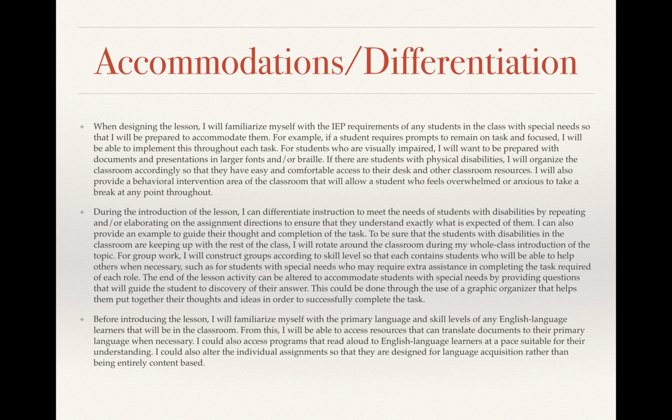I've also included more general accommodations I could make for students with disabilities throughout each specific activity. During the introduction of the lesson, I can differentiate instruction to meet the needs of students with disabilities by repeating and/or elaborating on the assignment directions to ensure that they understand exactly what is expected of them. I could also provide an example to guide their thought and completion of the task. To be sure that the students with disabilities in the classroom are keeping up with the rest of the class, I will rotate around the classroom during my whole class introduction of the topic.